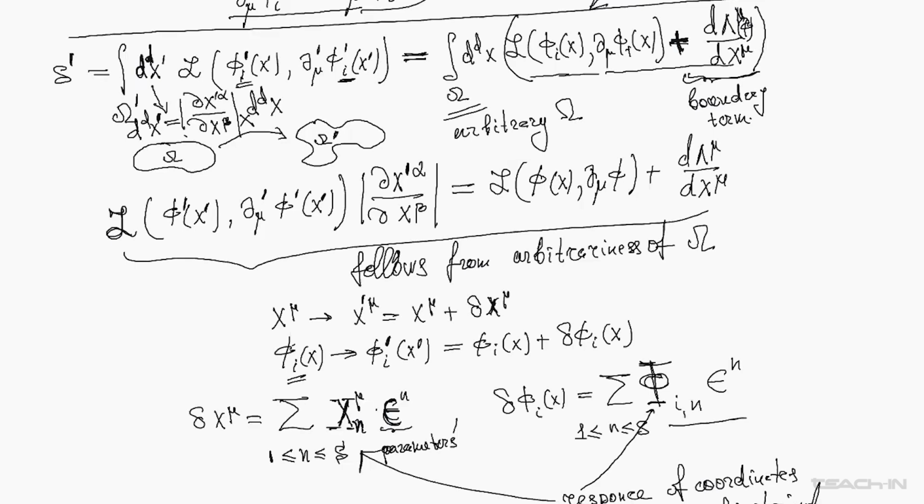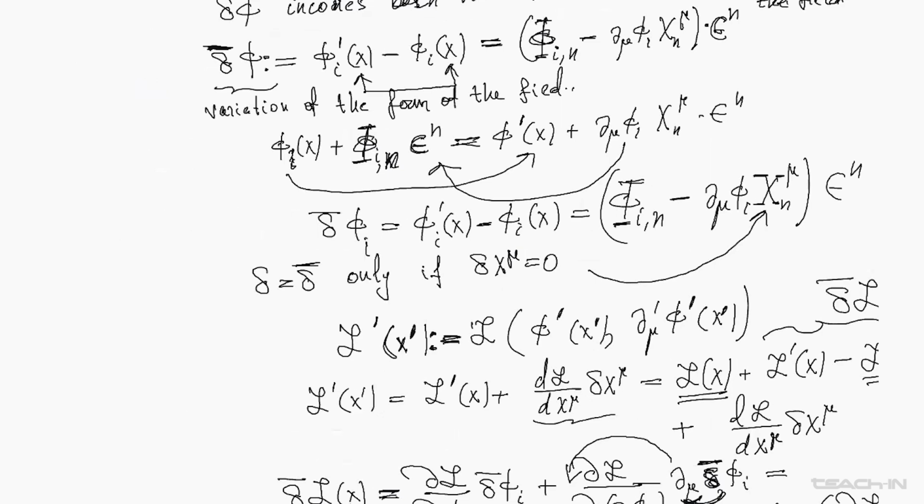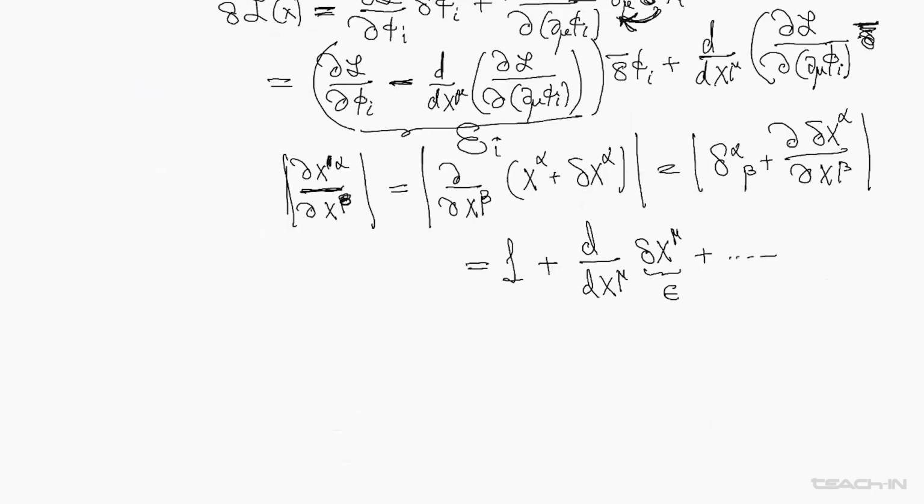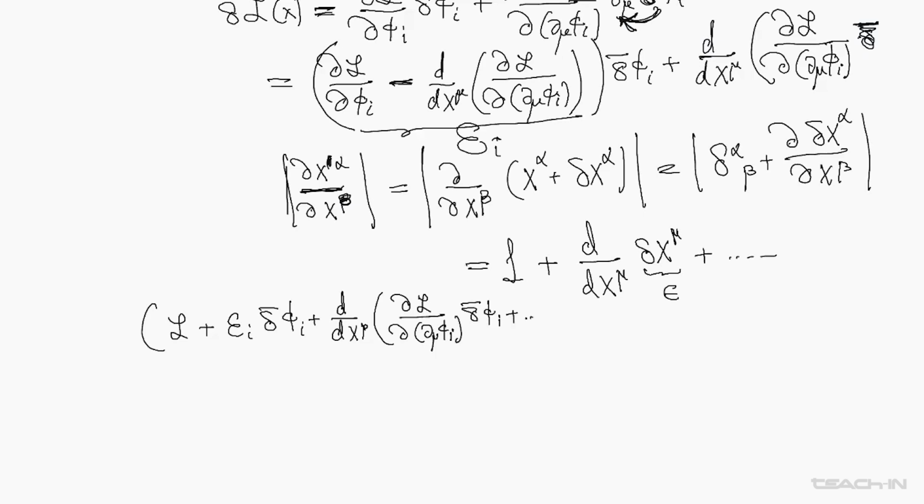Maybe I have to do it like this. This is the last step, and then we will finish. So what I will be getting is the following: the Lagrangian plus the variational derivative delta bar phi I, plus d over dx mu of the derivative of the Lagrangian with respect to d mu phi I, delta bar phi I, plus dot dot dot, plus the derivative of the Lagrangian over x mu times delta x mu.